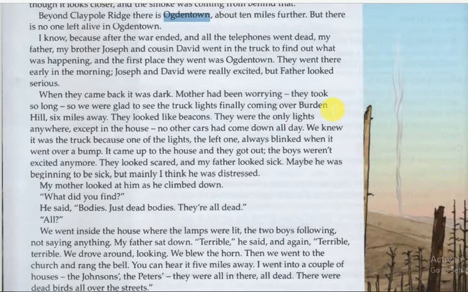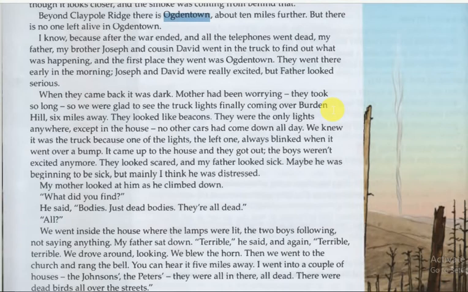My father looked sick. Her father looked ill, or like the beginning of his illness. My mother looked at him as he climbed down. What did you find? He said, bodies, just dead bodies. They are all dead. So he saw dead bodies.